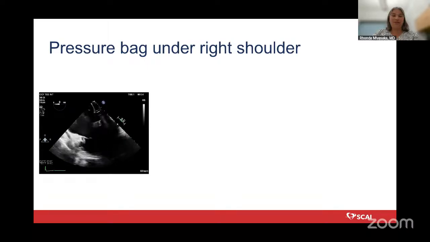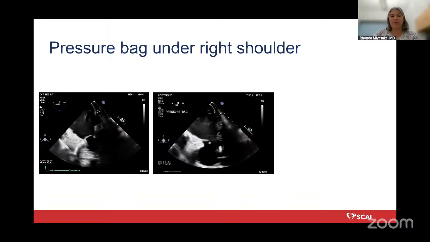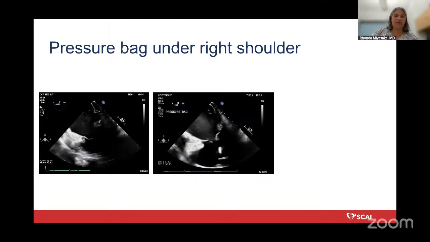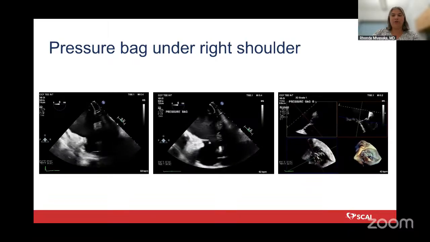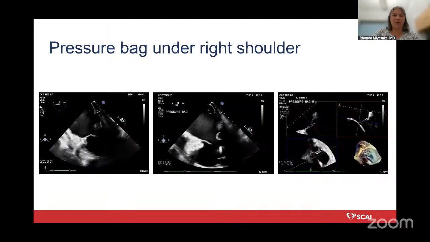This was a trick that Anita taught me that we use all the time now. If you're imaging the patient supine and you're getting a lot of shadowing, if you put a pressure bag under the right shoulder, tilt the patient onto their left side, kind of simulate what your positioning is in the TE lab, that can help you optimize your 2D image, and that can also help optimize your 3D image.